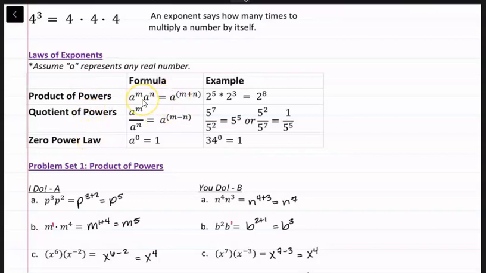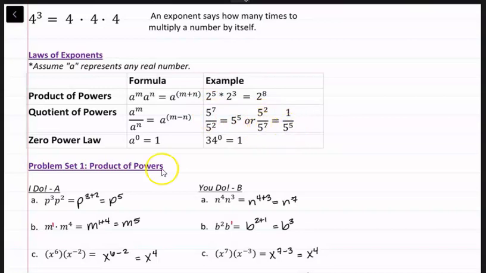Product of powers tells us that when we're multiplying exponents with the same base, you keep the base and add the exponents. Quotient of powers tells us that when we're dividing exponents with the same base, keep the base and subtract the exponents. The quotient of powers is the one you have to be a little careful on. You have to determine where your exponent is larger, on top or bottom. If the exponent is larger on top, keep the base on top. If the exponent is larger on bottom, keep the base on bottom.